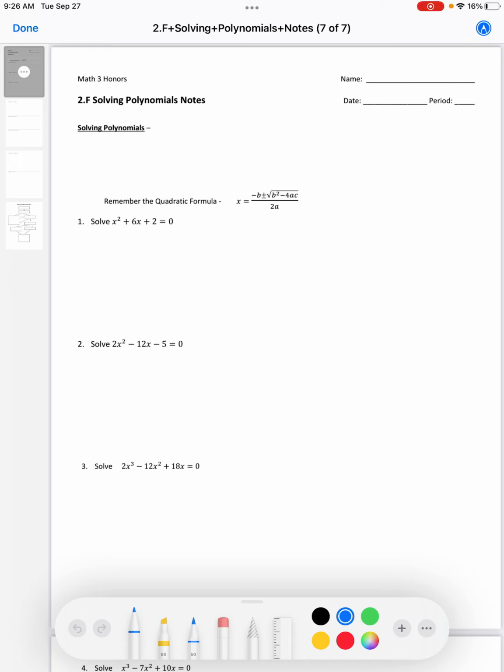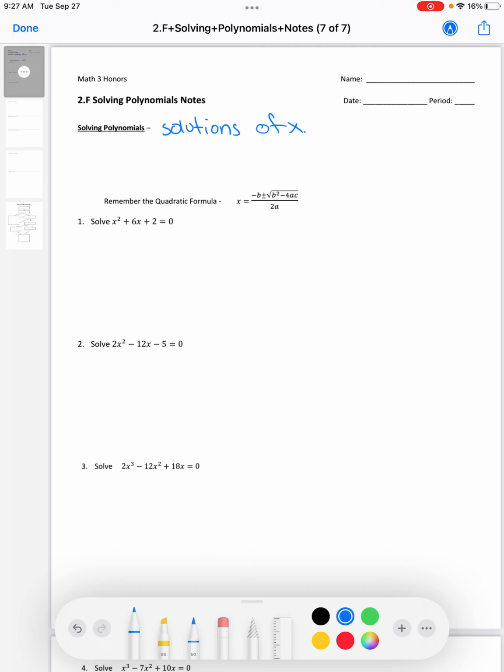Okay, so today we are going to be solving polynomials, which is just building off what we've been doing the last couple classes. So solving polynomials, just like solving quadratics, we are looking for the solutions of x. So solutions of x, that's what we're trying to find.